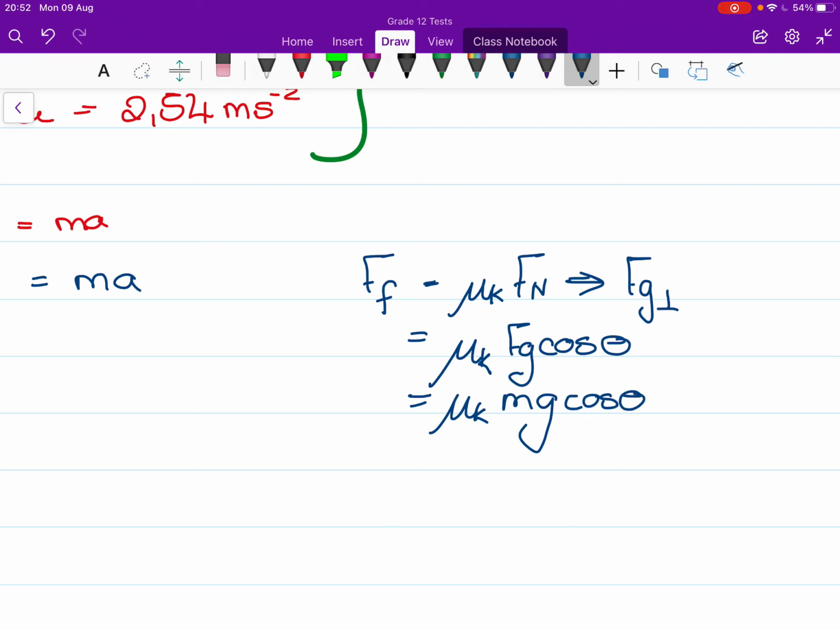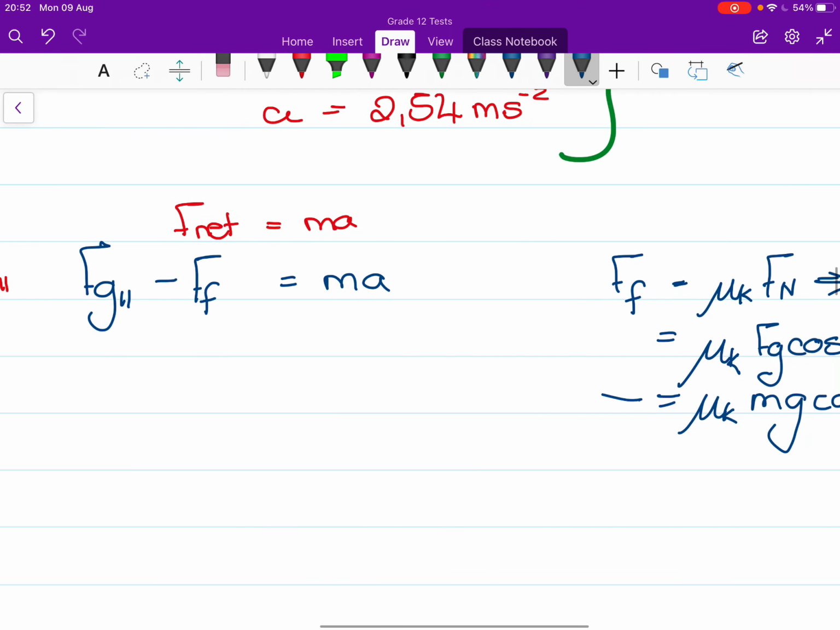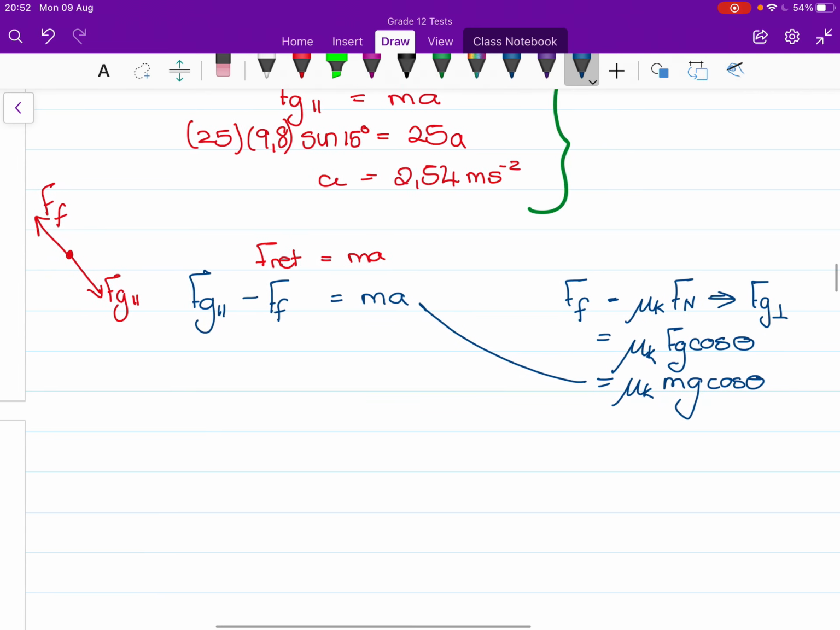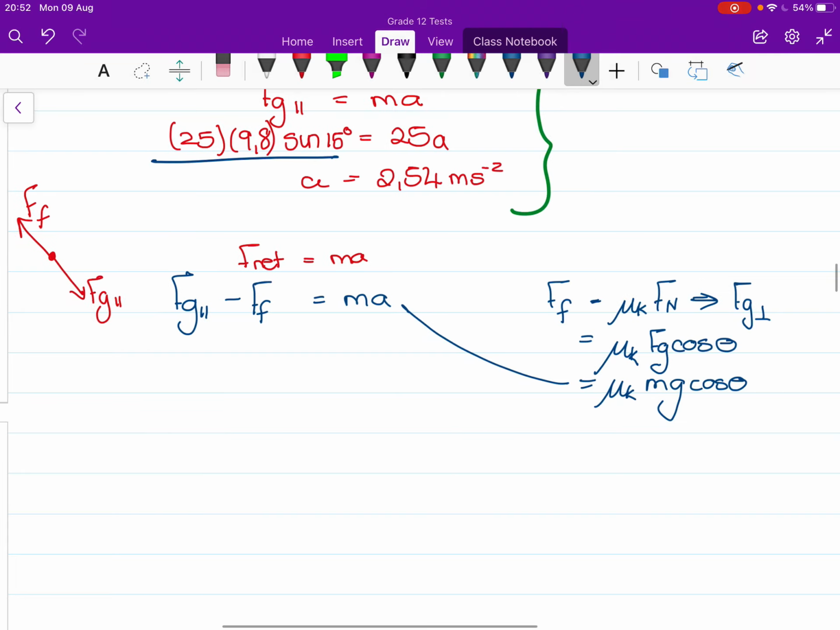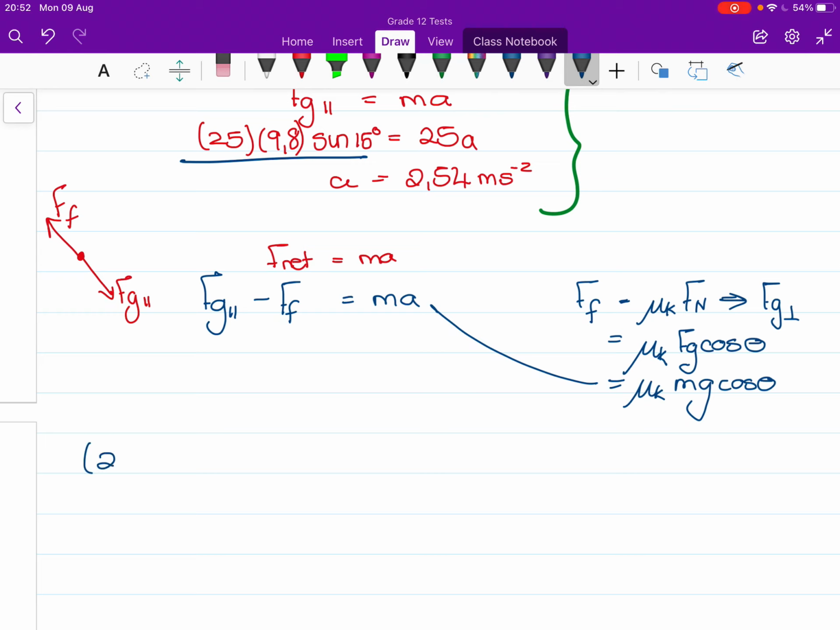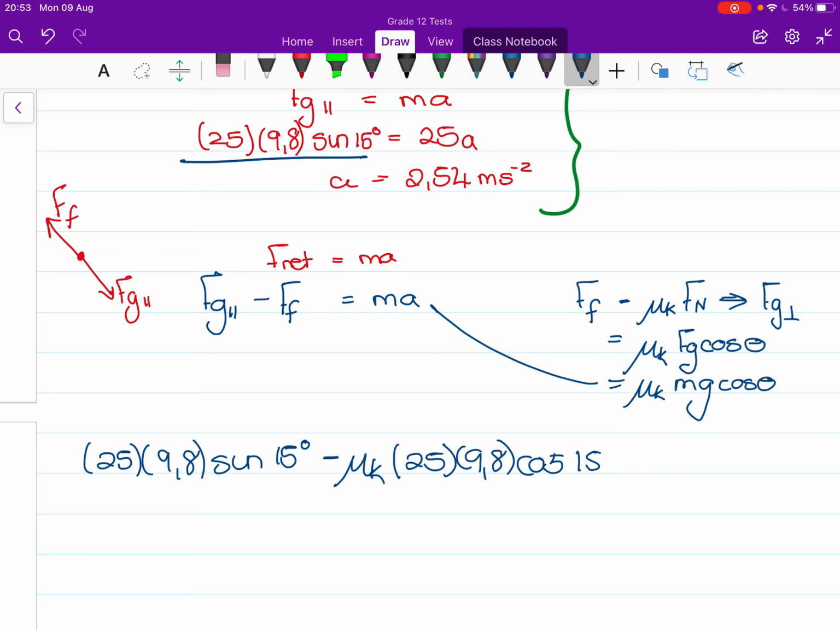Why am I doing this? Because I'm going to try to do this all in one equation because it makes life a little bit easier. Okay? So I'm going to use that over there. Fg parallel is this, which I actually haven't worked out, so I'm just going to put it in as it is. So 25 times 9,8 times sine 15 minus mu k times 25 times 9,8 times cos 15 equal to 25.